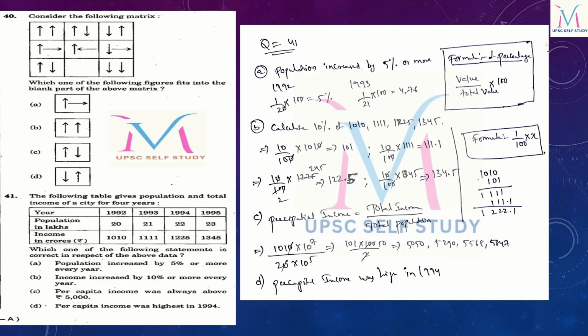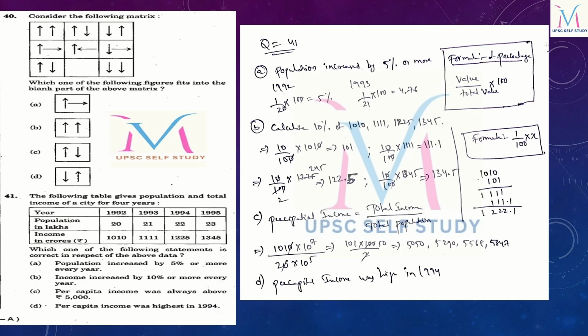Now the third box should have both arrows in one direction. So in the second row, the third box is missing the two arrows which should show at one side. So for question number 40, the answer is B. I hope you understood the question. Question number 40, the answer is B.